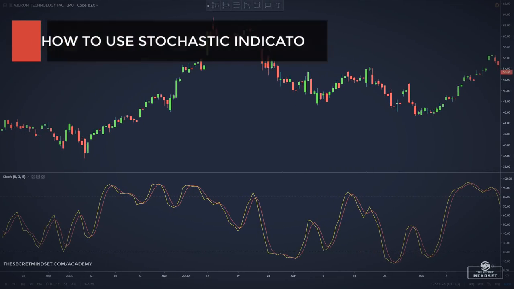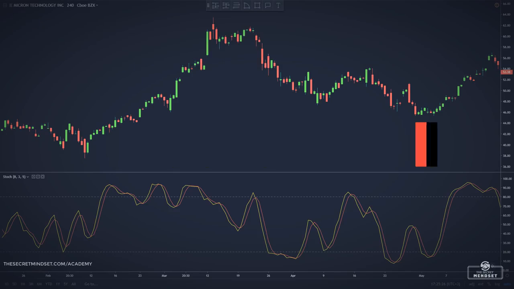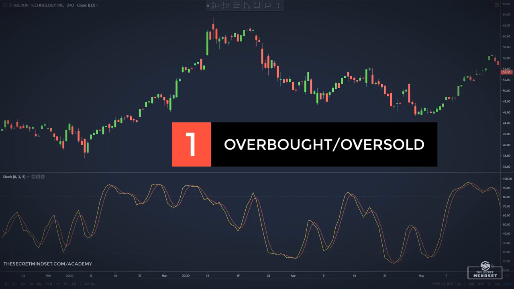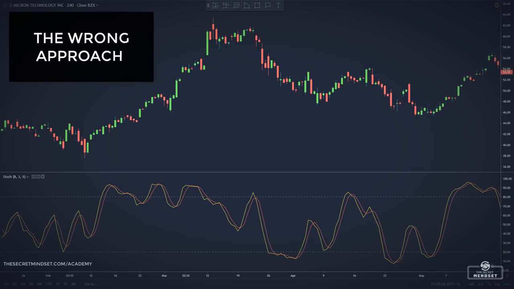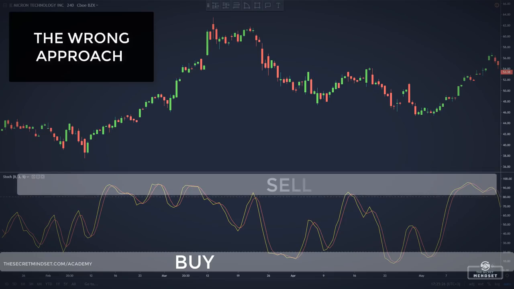Now, how to use the stochastic indicator? The most popular method of generating entry signals, but not a smart one, is to consider the stochastic indicator as an overbought and oversold indicator. The majority of trading books teach you that a buy signal occurs when the stochastic moves below the 20 level into the oversold area and then crosses back above that threshold, and the sell signal occurs when the oscillator moves above the 80 level into the overbought area and then crosses below that threshold.